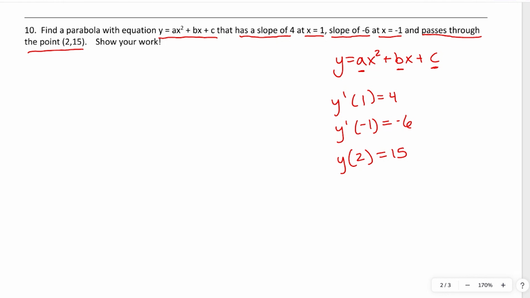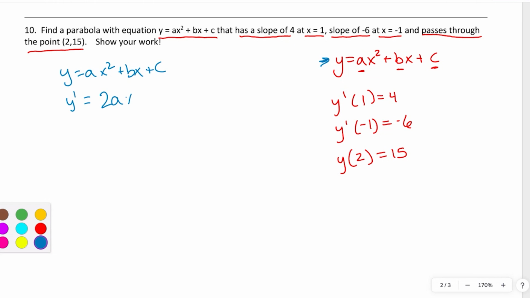So let's use these facts to see if we can work our way back to the a, b, and c. So first we know that the slope when x is 1 is 4. So let's first find what is that slope equation. If y is ax squared plus bx plus c, y prime must be 2ax plus b.